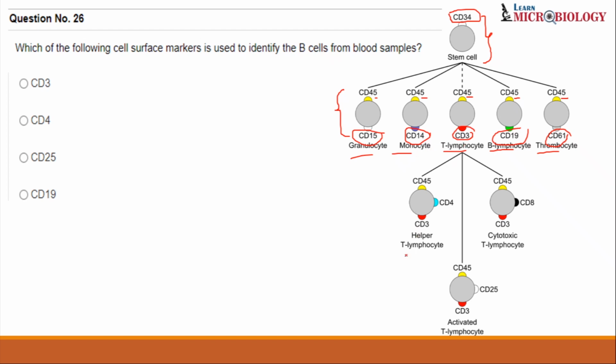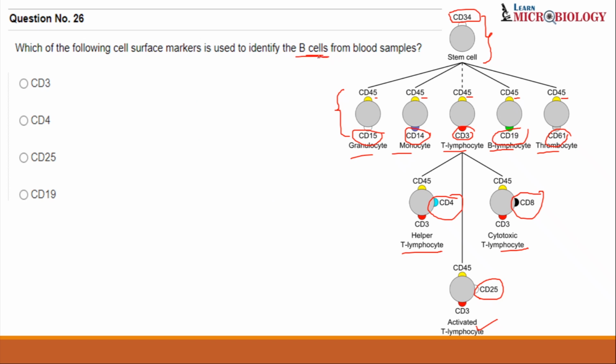T lymphocyte also has two types called the T helper lymphocytes and your cytotoxic T lymphocytes, that is your TH and your TC cells. TH cell also has one more marker called CD4, while your TC cell has a marker called CD8. You have one more type of T lymphocytes, which when activated gets a marker called CD25. The question is only asked about B cells.